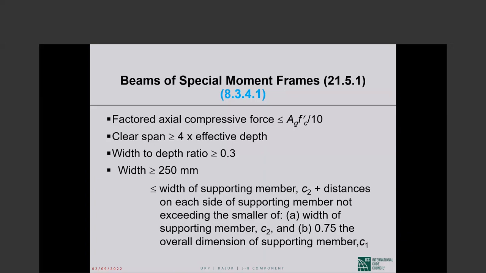Will there be a session on base isolation? I don't think so, right? No. Seismic analysis.